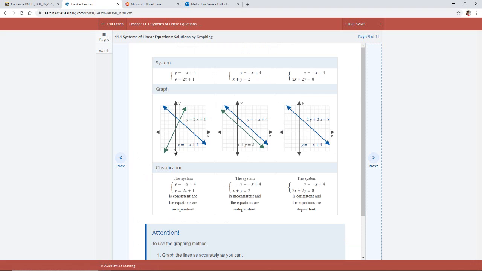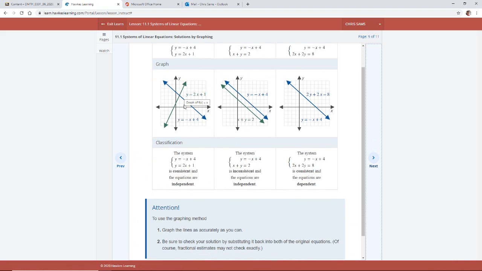Okay, so here's probably one of the most important visuals that you'll have in this section. You have two lines, one solution. That's called consistent, independent. Independent means different lines. Consistent means we get a solution. Parallel lines: inconsistent, meaning there's no solution. These two lines will never cross. Independent, meaning there are two different lines that you can see. And then the last one, we just have one line graph, but you see two different equations. And we get inconsistent and dependent.